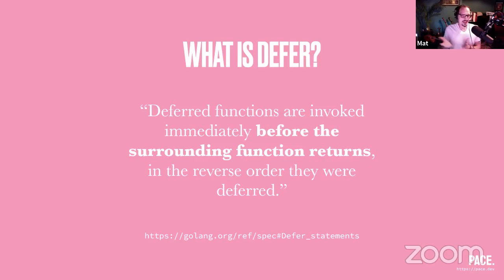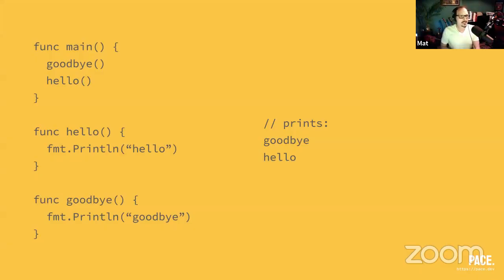So what is defer then? Well, deferred functions are invoked immediately before the surrounding function returns. And they do that in the reverse order. So it's quite a simple idea. Essentially, you defer a function, and then when the function you deferred it in exits, that deferred function is going to be called. So code like this is quite obvious.